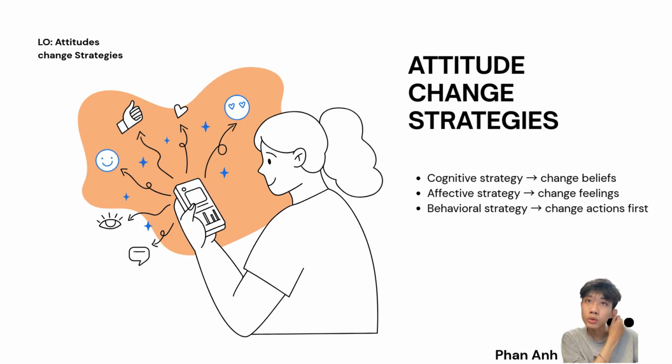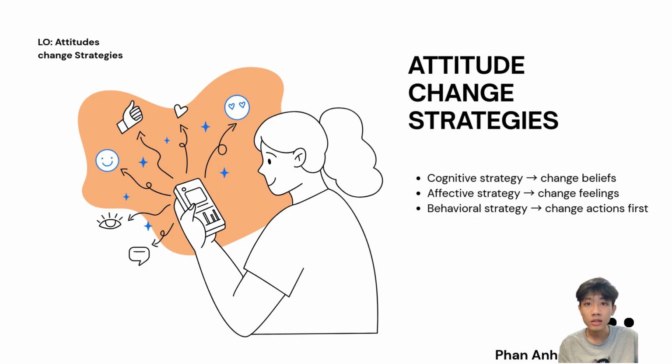Next, let's move to attitude change strategy. So attitude change refers to how marketers try to influence what customers think, feel, or do toward a brand. The first strategy is cognitive attitude change, which focuses on belief. Marketers provide new information or highlight product attributes to change what consumers think, such as quality, price, and performance.